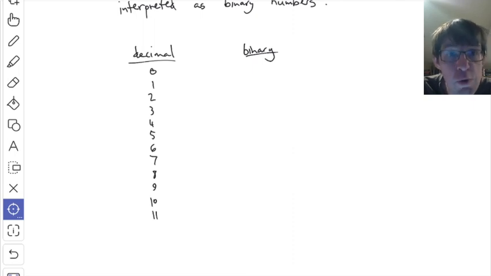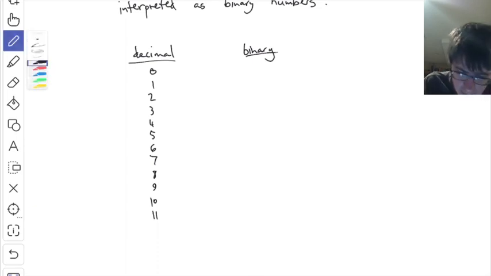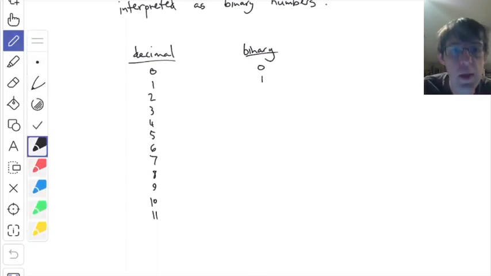And when you get to 2, you carry over to the next digit. So the numbers written in binary go 0 first and then 1. But the next number, which in decimal I would write as 2, in binary, I carry it over to the next digit and write it like that. So it looks like 10, but it means 2 written in binary.